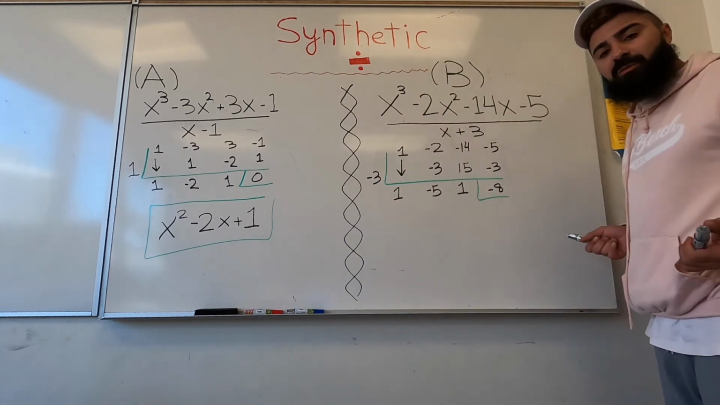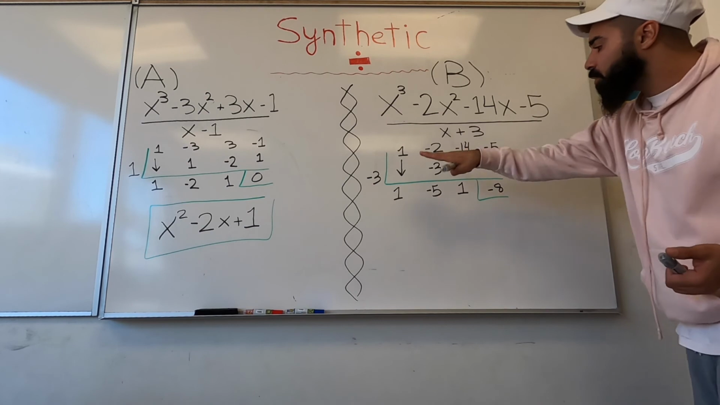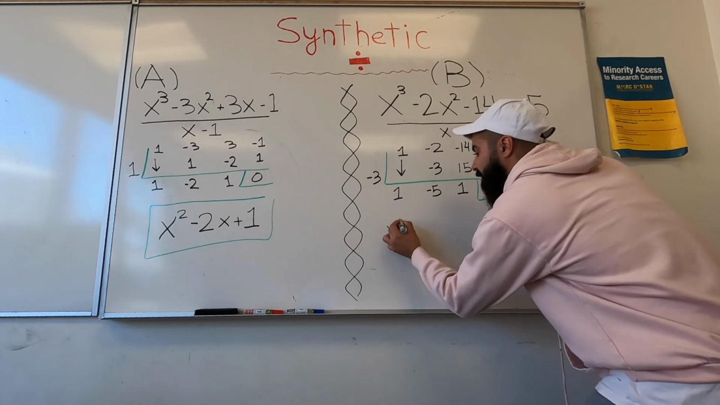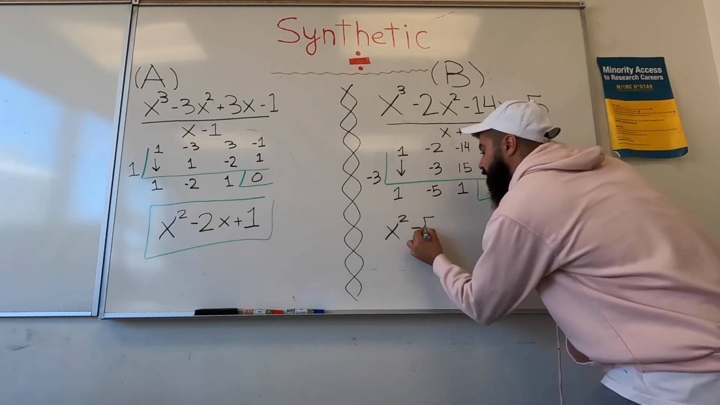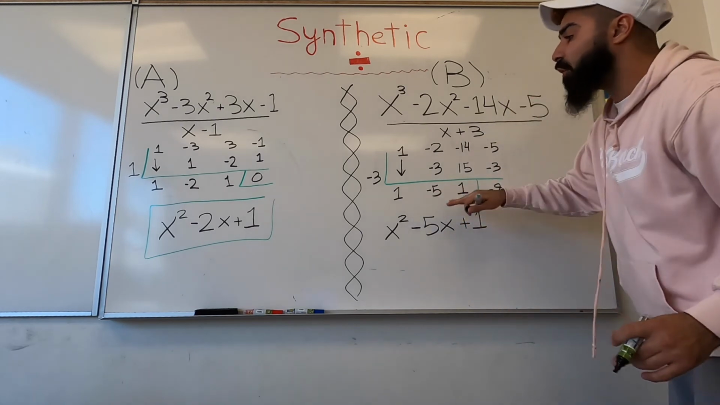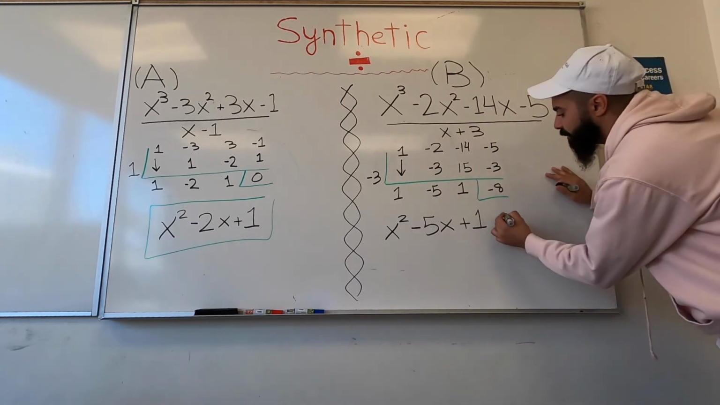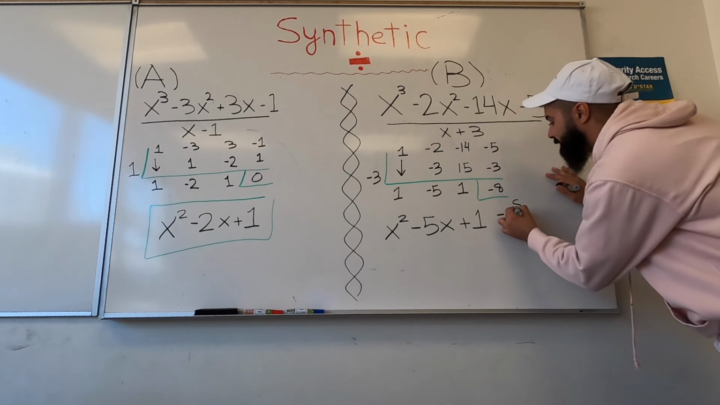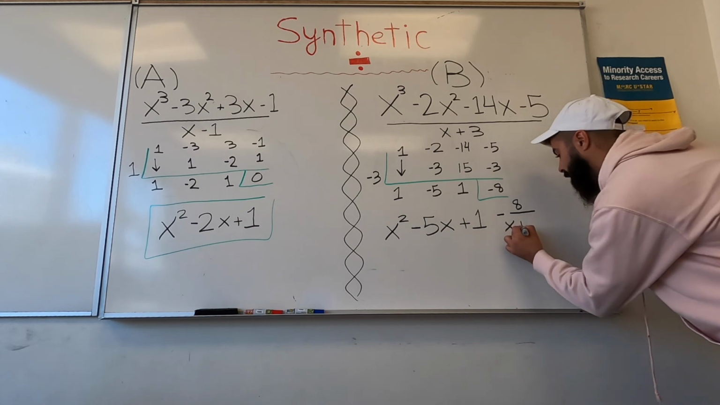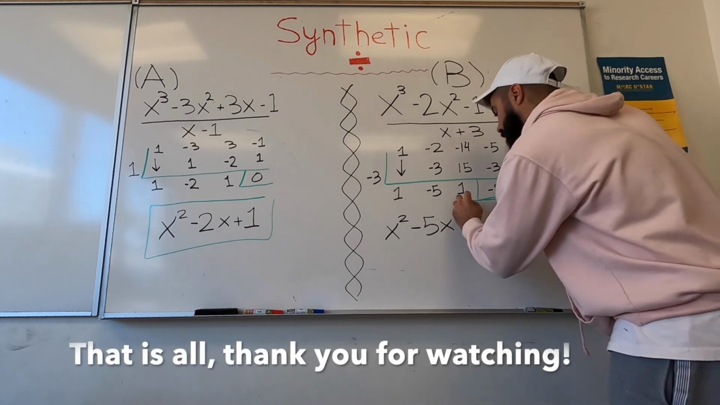Now, you say, how do I write it with the remainder? Well, guess what? The thing you divided by stays in the answer somehow. So, we got all our coefficients. The answer will be x squared minus 5x plus 1. So far, it's just like the last one, right? Except for when you have a remainder, you're going to add on the remainder, so that's a negative, so it's -8, and it's over the thing you divided by, x plus 3. And that is the answer for example B.